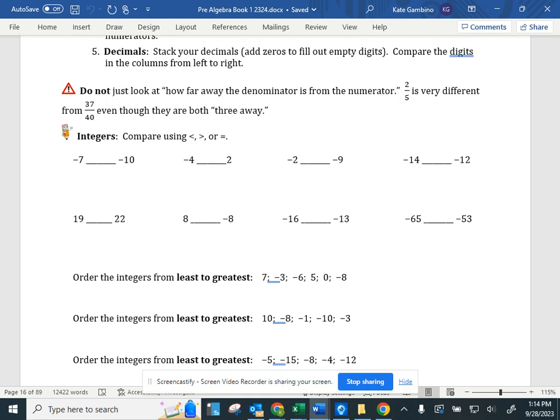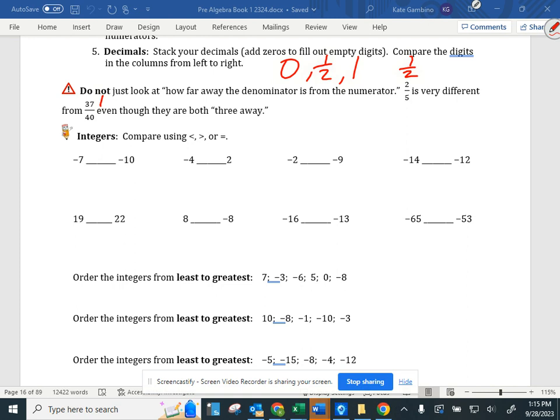So do not just look at how far away the denominator is from the numerator. 2/5 is very different from 37/40, even though they're both 3 away. 2 is 3 away from 5, and 37 is 3 away from 40. But what is 2/5 close to? 0, a half, or 1? It's close to a half. What is 37/40 close to? 1. So they are not equal. 2/5 is a lot smaller than 37/40.